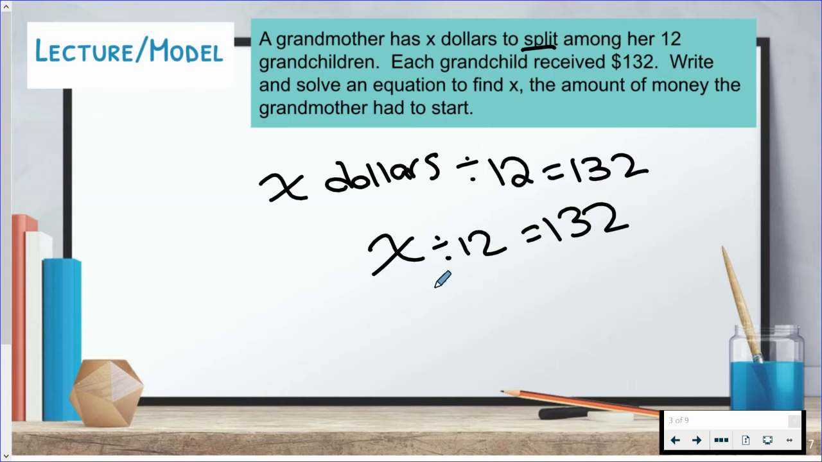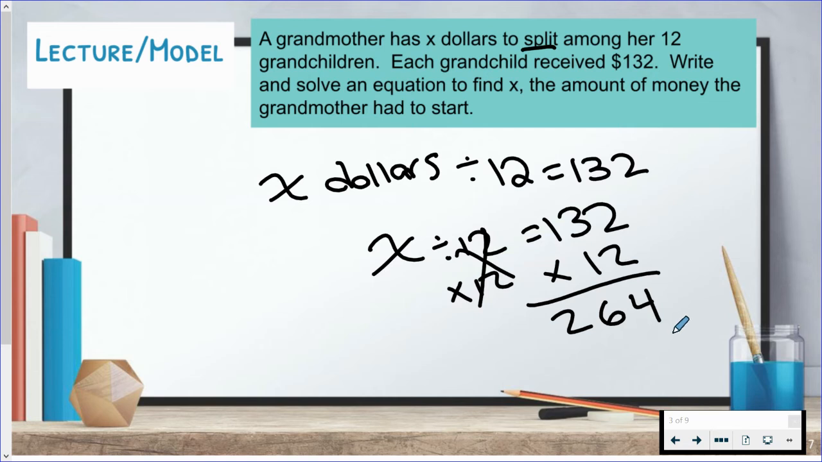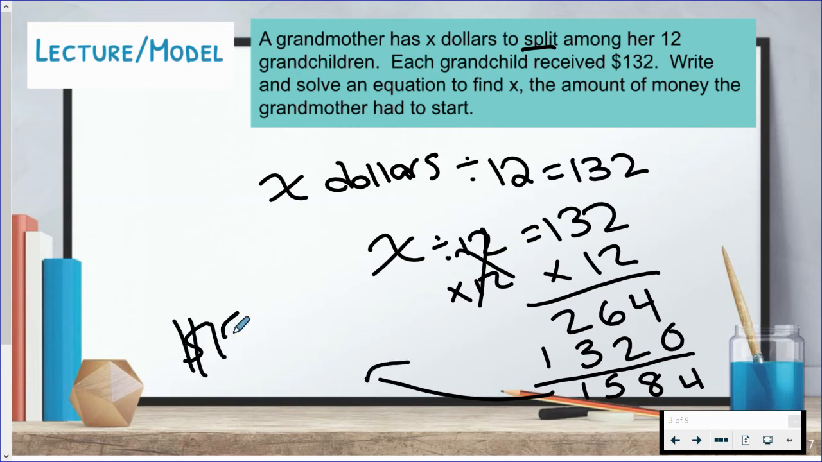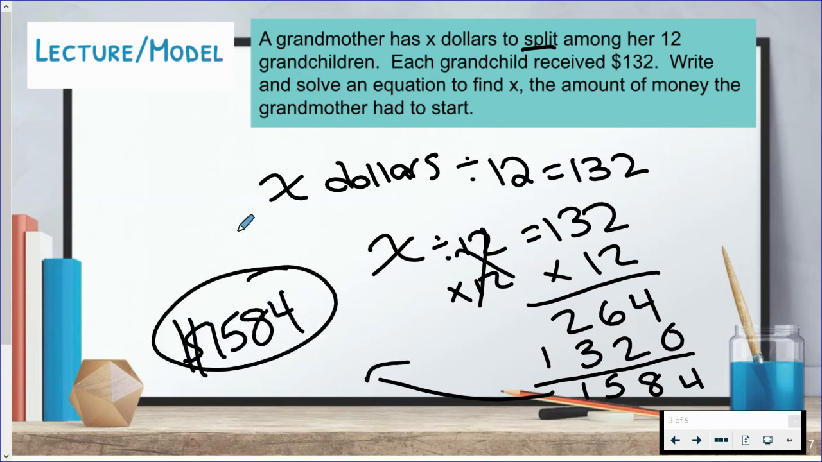So now I need to solve this. To undo division, we are going to use multiplication. So we are going to multiply the $132 times 12 grandkids. 2 times 2 is 4, 2 times 3 is 6, 2 times 1 is 2, 1 times 2 is 2, 1 times 3 is 3, and 1 times 1 is 1. Add them up. And so the grandmother had $1,584 to start. And then she divided that among her 12 grandkids, and each got $132. All right, let's keep going.